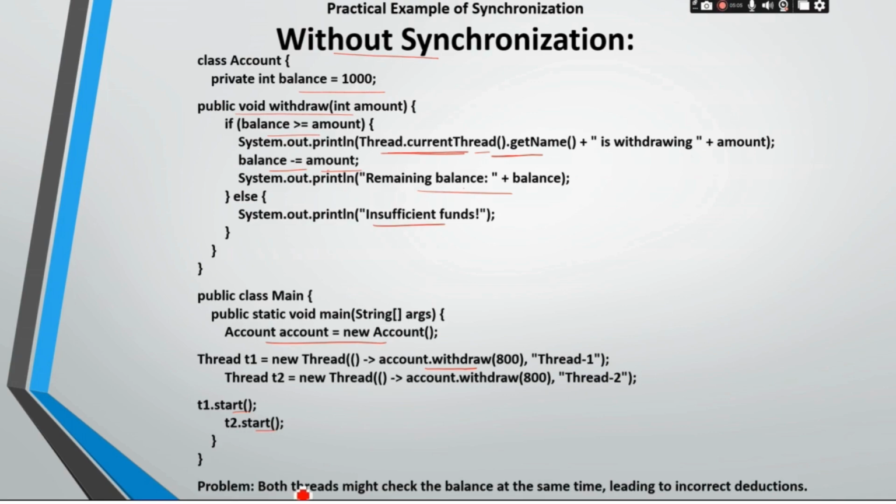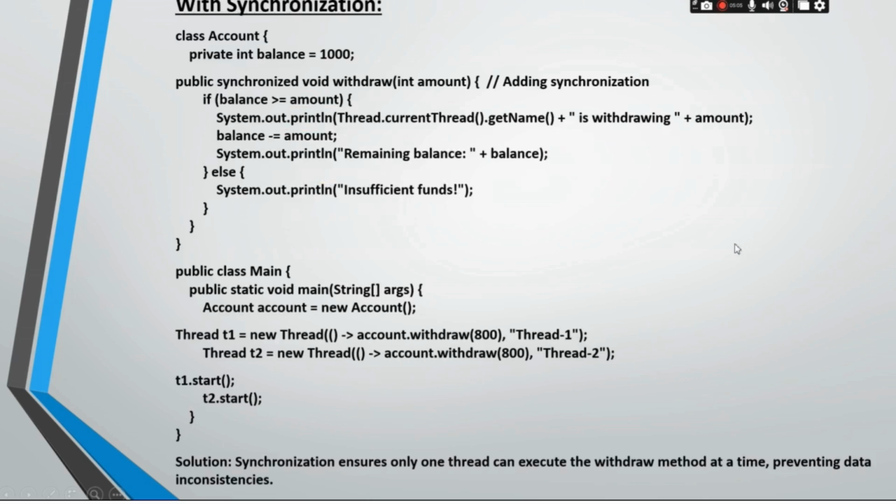So here what will happen is both threads will try to get the lock and try to execute it, right? So it will lead to the incorrect deductions. I will show you that incorrect deduction in the IDE, by executing this code. So you will get much more clarity.